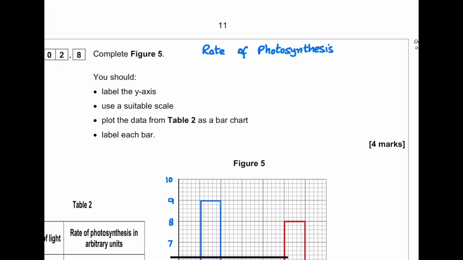2.8 is an AO2 question. The students need to apply the knowledge. Complete the figure number 5. You need to label the y-axis, use a suitable scale, plot the graph from table number 2 as bar charts, and label each bar.